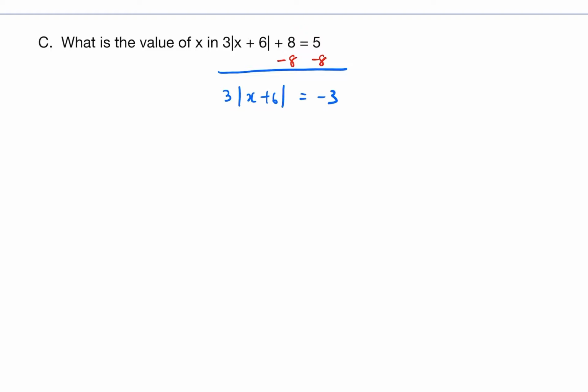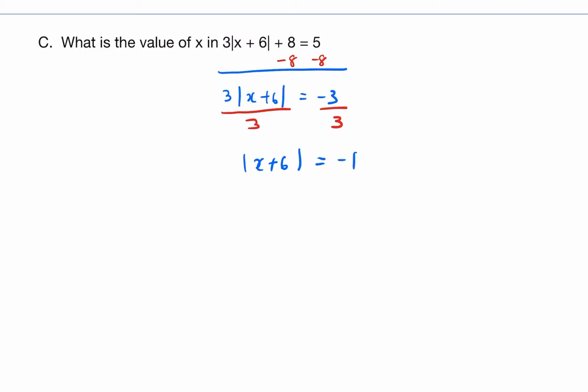Okay, so then the next step is to divide both sides by 3, okay? And that'll help us to isolate the absolute value of x plus 6. And when we do that, we're left with the absolute value of x plus 6 is equal to negative 1, okay? So at this point, we could separate this into 2 different equations like we did in the previous example. However, we need to take a look at what is going on in this equation.